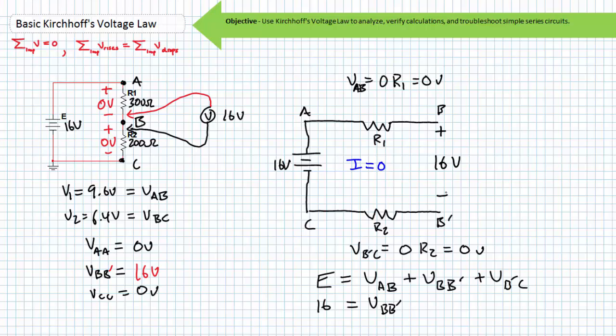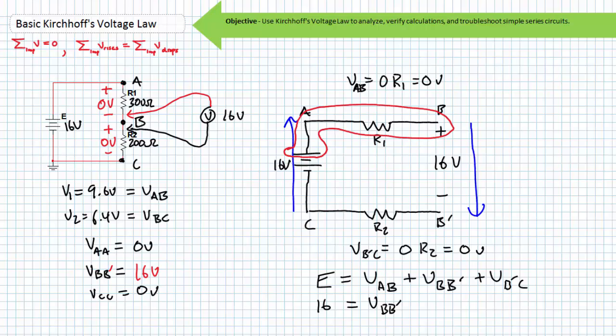It's very easy to see that the open circuit VBB' is the only voltage drop in this circuit, and it is equal in magnitude to the rise. Another visual means of describing this is to start at the negative terminal of our source. Go up 16 volts. Drop 0 volts across R1, meaning that the B node is still at 16 volts. Drop 16 volts, meaning that the B prime node is at 0 volts. Drop 0 volts across R2 and return to the source negative terminal.